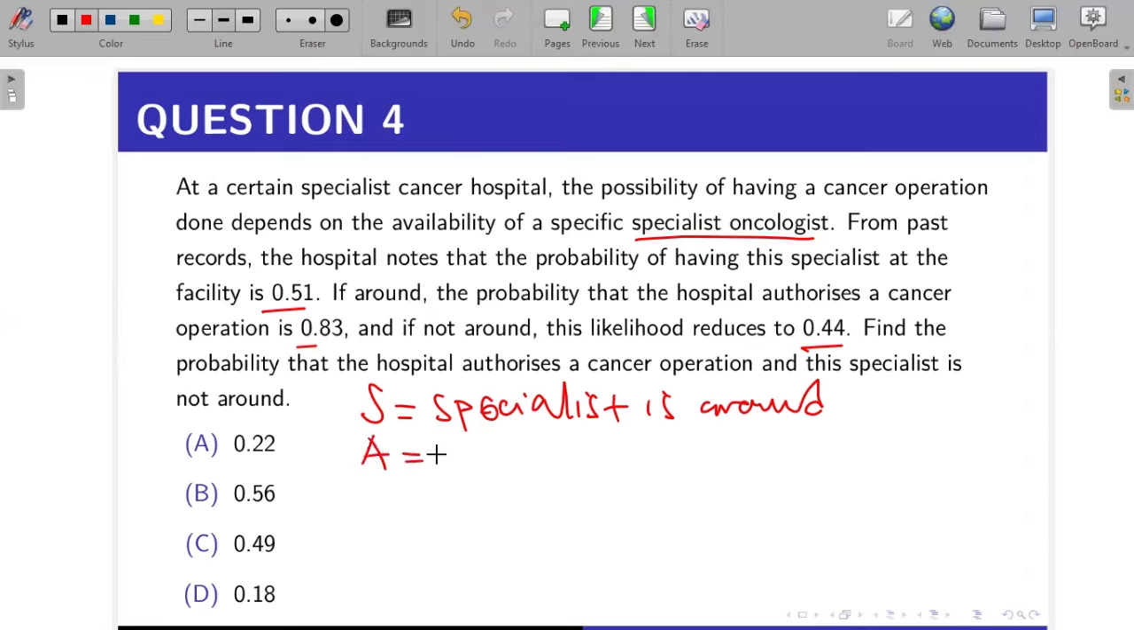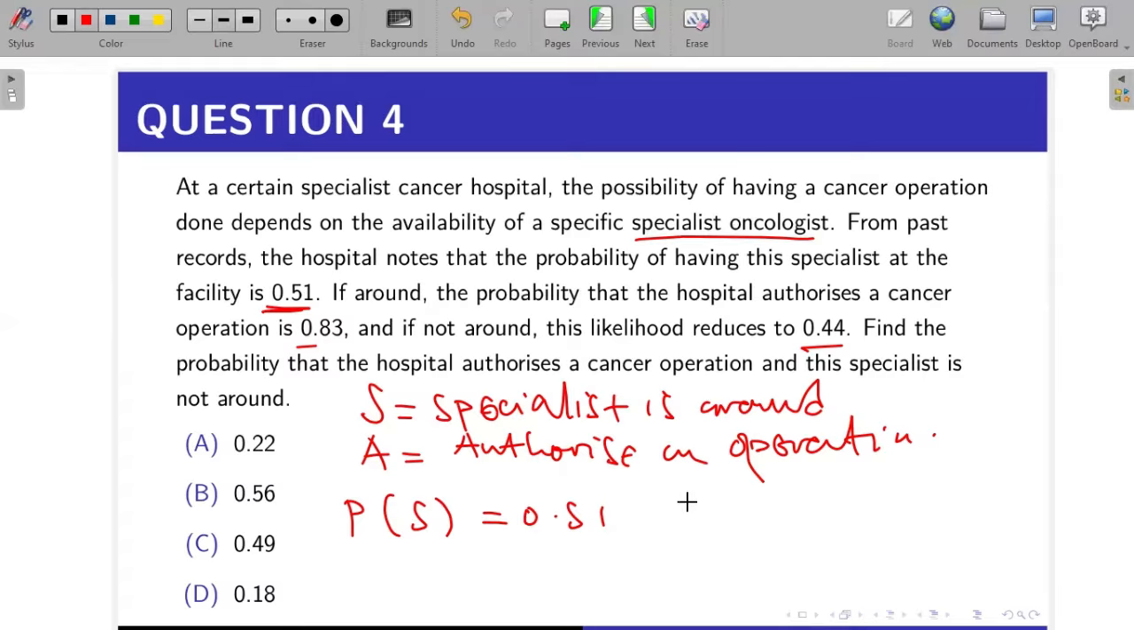So the probability of S, meaning the specialist is around, is 0.51. We've been given that. And if around, the probability that they authorize a cancer operation is 0.83. So the probability of authorizing, meaning this event A, is equal to 0.83. And then they also said, if this specialist is not around, this likelihood drops to this. So this simply means the probability of authorizing the operation given that this guy is not around.